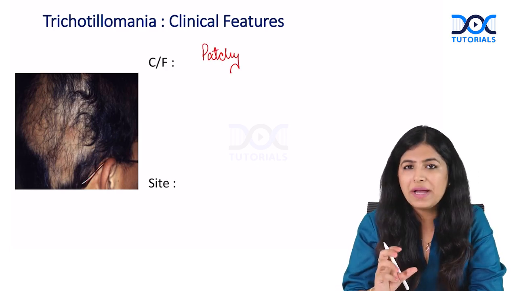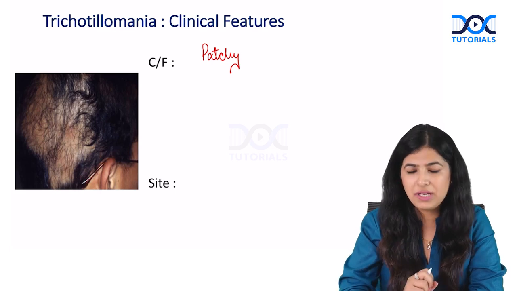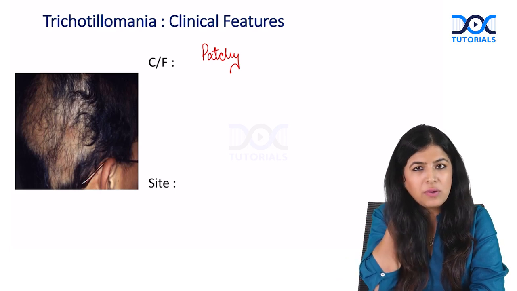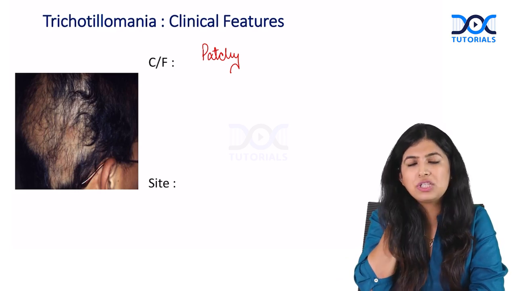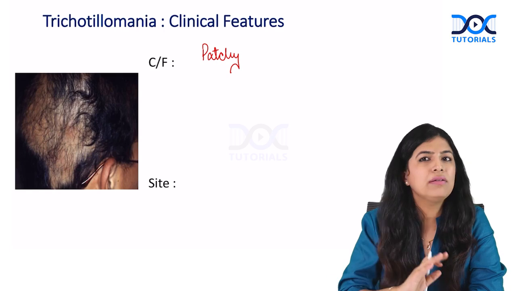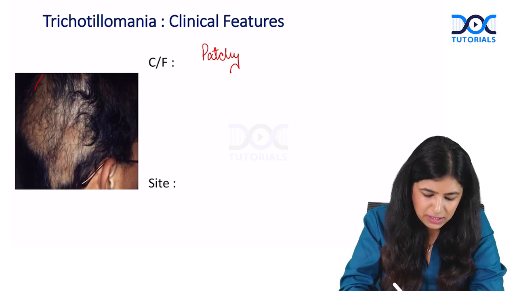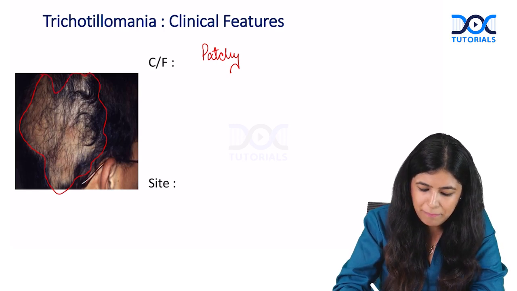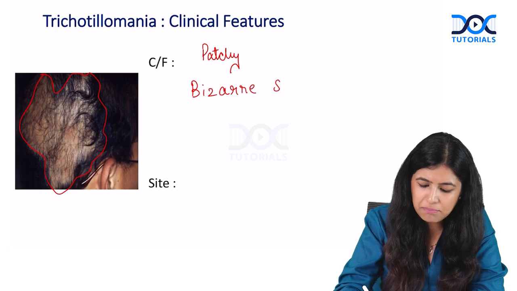But when you look at the margins, what kind of a shape will it have? When the hair is being pulled out, will there be a particular round, oval, or a specific shape in which the patient can pull out the hair? No. You see here, it will be a bizarre shape of the patch. So most importantly, this will have a bizarre shape with an irregular margin.